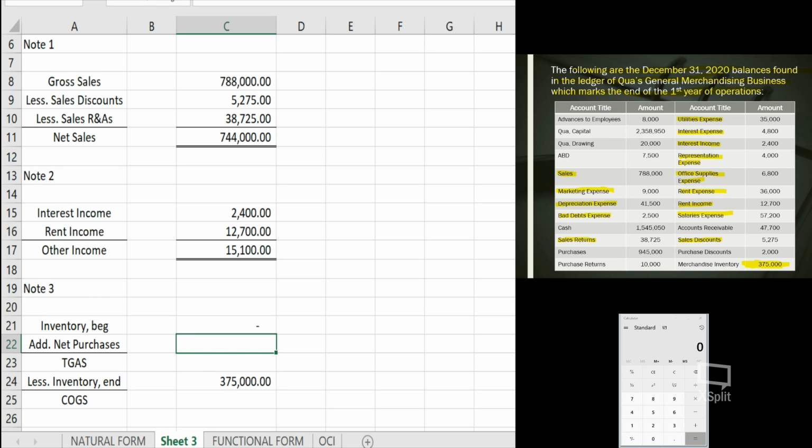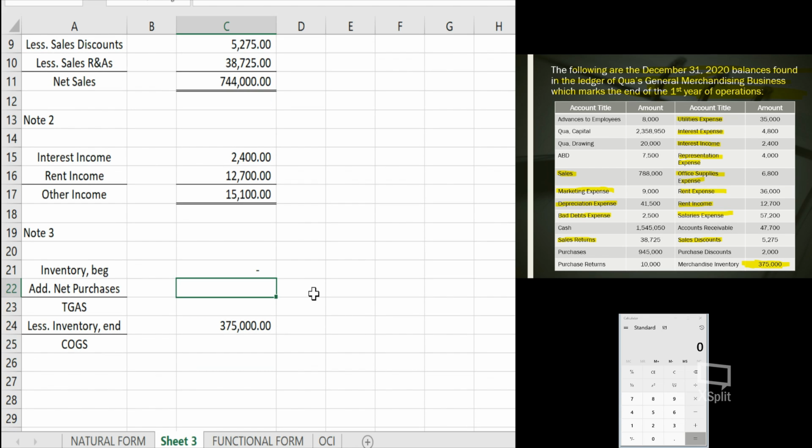Why? Because guys, sinabi na this is the first year of operations. First year of operations ni Kwa for 2020. So if it's your first year of operations, ibig sabihin, wala ka pang inventory nung nagsimula ka. Okay, that's why it's automatically 0. Okay, so yun yung explanation natin doon.